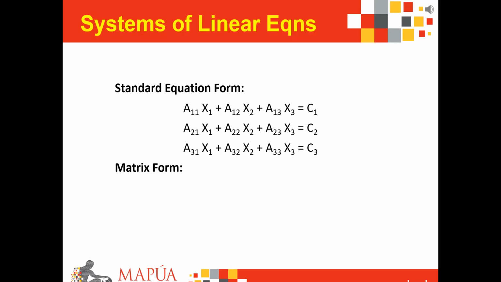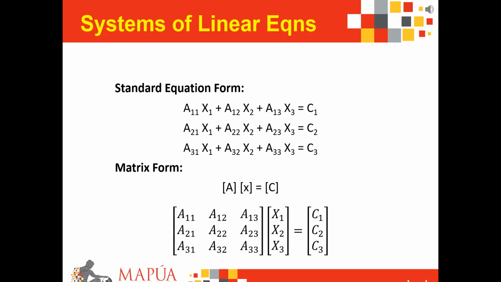In matrix form, your given system of linear equations appears as matrix A multiplied by matrix X, which is equivalent to your constant matrix C. Your matrix A is a 3 by 3 matrix, while your matrix X is a 3 by 1 matrix, as well as your constant matrix C.